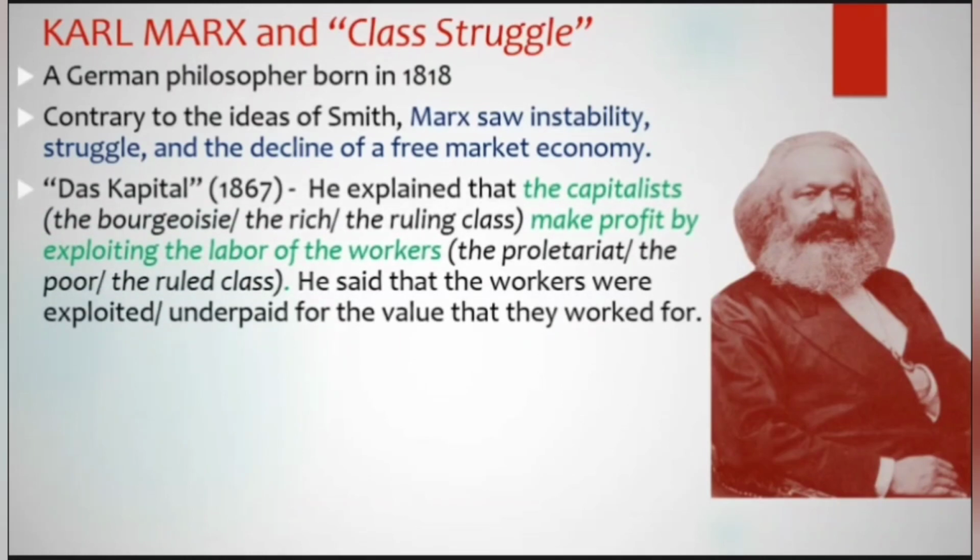In his work, Das Kapital ng 1867, he explained that the capitalist or the bourgeoisie, the rich, the ruling class, make profit by exploiting the labor of the workers, or the proletariat, the poor, or the ruled class. He said that the workers were exploited or underpaid for the value that they worked for.